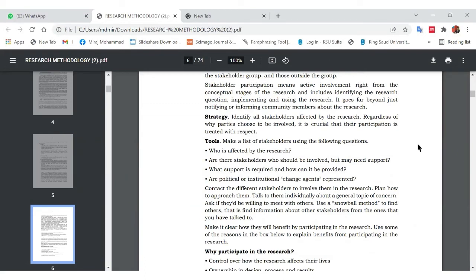So you have to contact these different stakeholders to involve them in research. You have to plan how to approach them. Suppose you take the example of the Swades movie. There they wanted to bring about certain change in a village so that the females can be empowered, and there is caste politics. So in order to create certain change in the society, the females have to be empowered. Those communities have to be empowered.